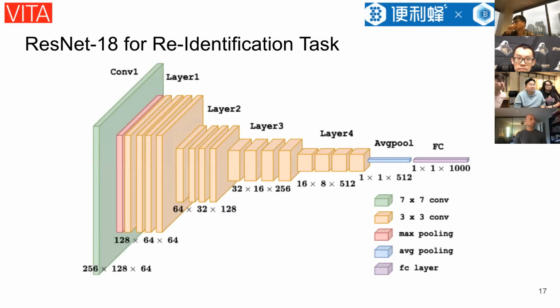So this is the whole structure of the ResNet 18 model we used for the competition. We used the exact implementation from PyTorch. Basically, this model starts with a convolution layer with a kernel size of 7, and then is followed by 4 basic blocks, and then an average pooling layer as well as a fully connected layer at the end.